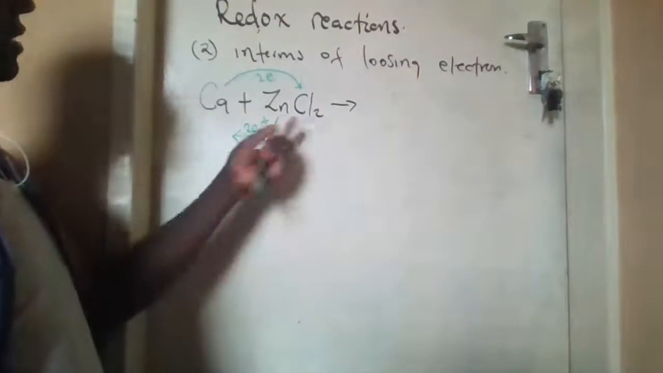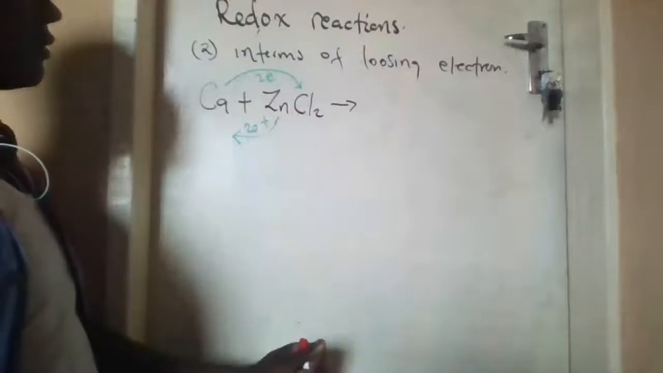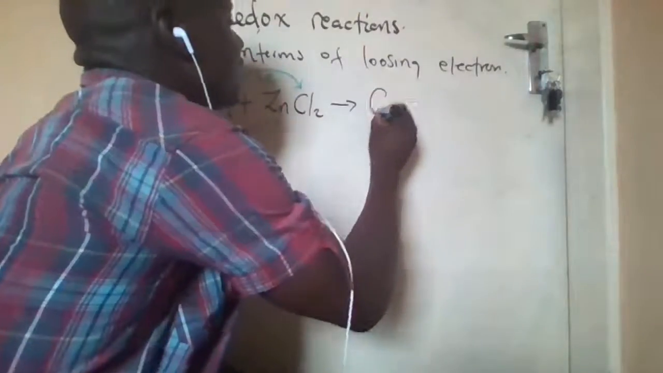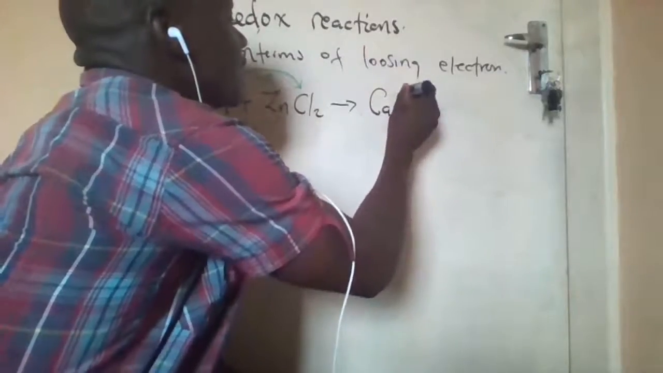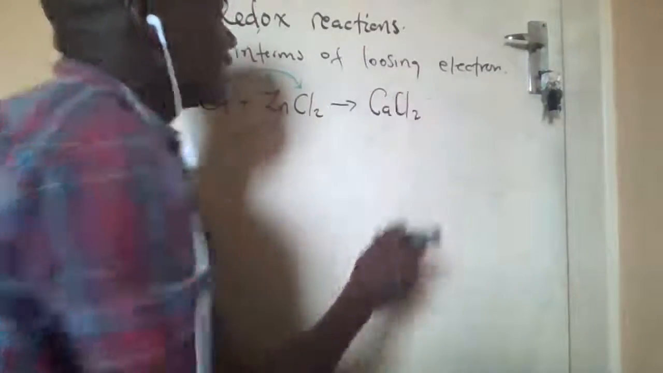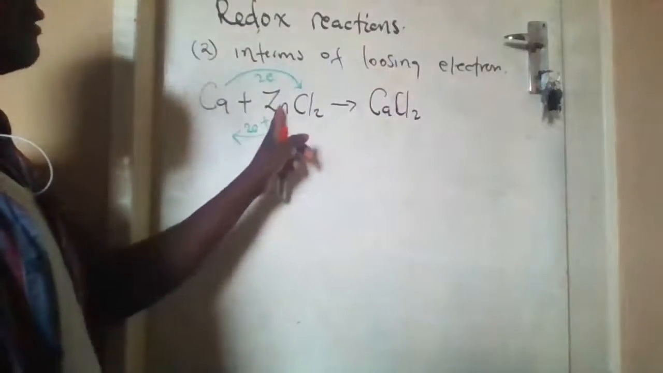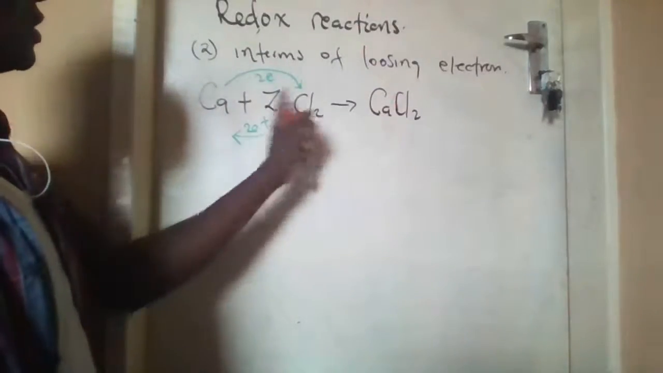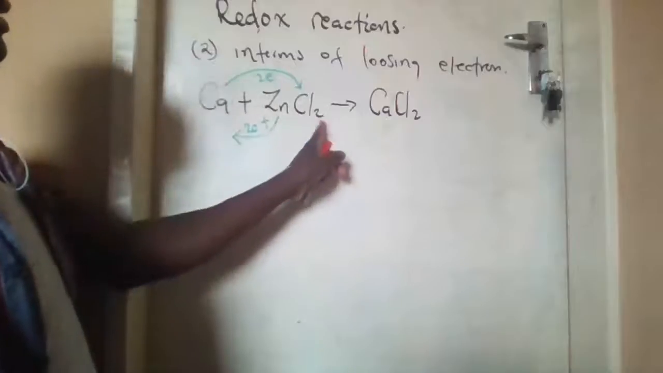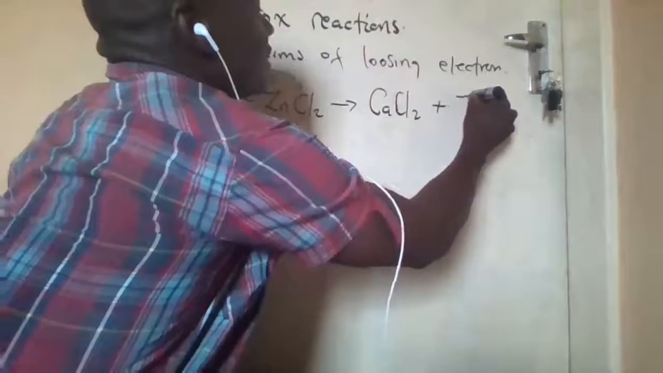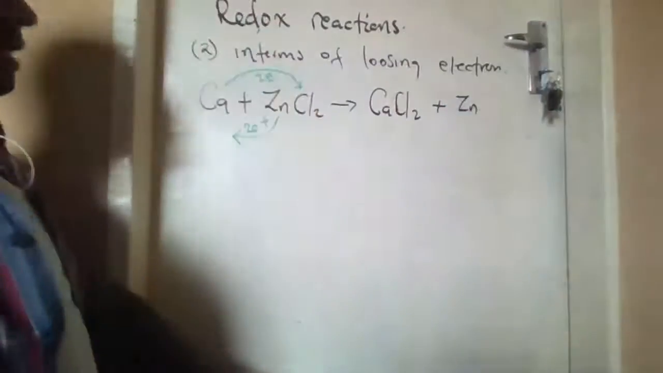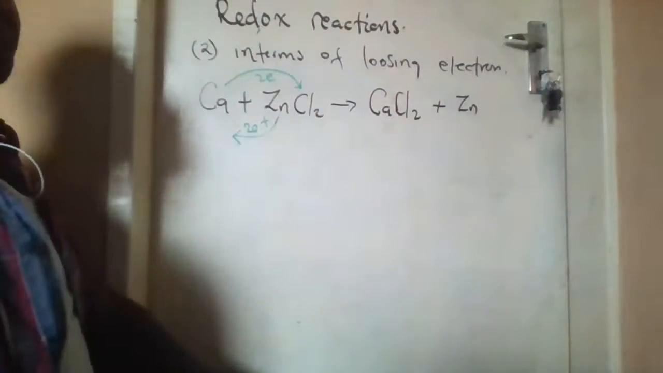So once we have that, we're going to have calcium now taking the place of zinc, so you have calcium chloride. It is also CaCl2, because the valence for chlorine is 1. The valence for both calcium and zinc is 2. And these are the ones that are appearing here. And once we have that, we're going to have zinc being liberated as a gas. Oh, sorry, as a metal.